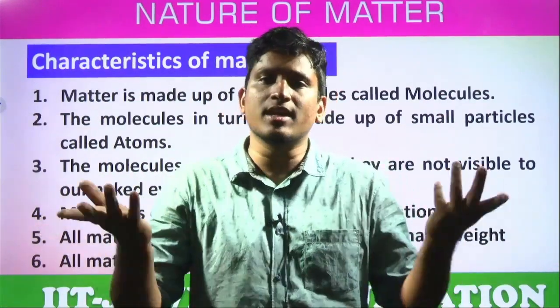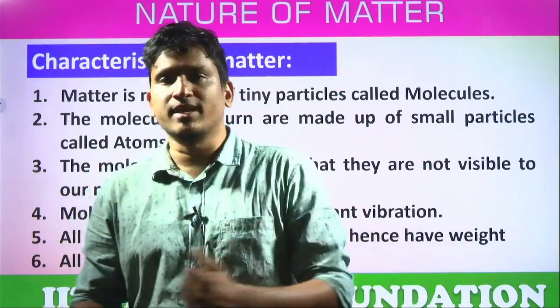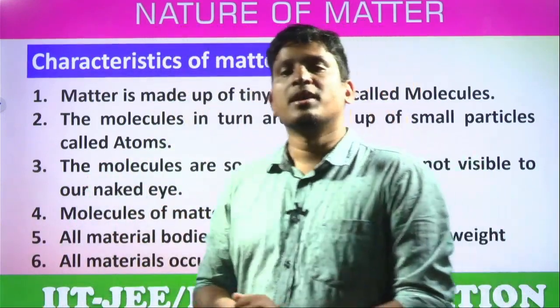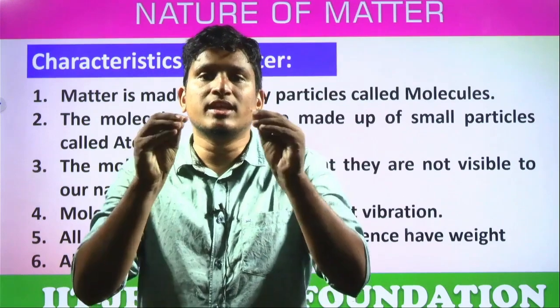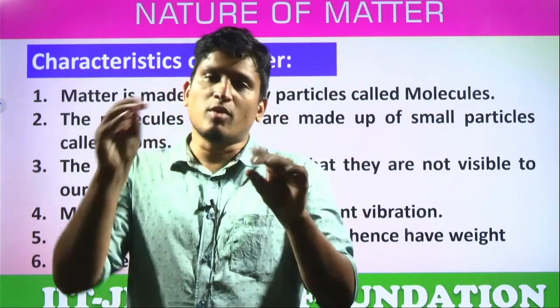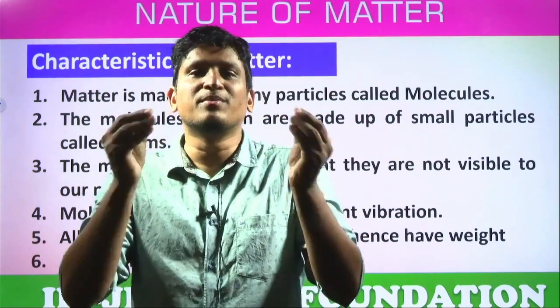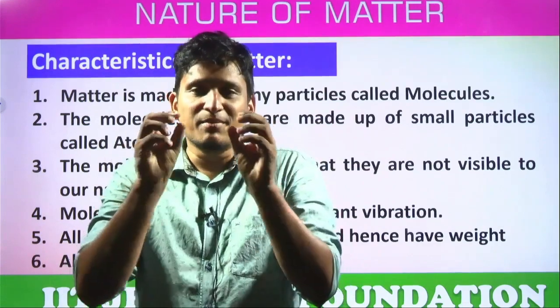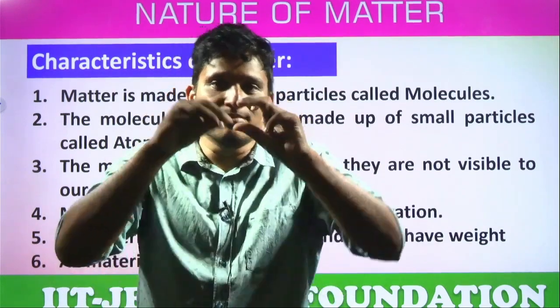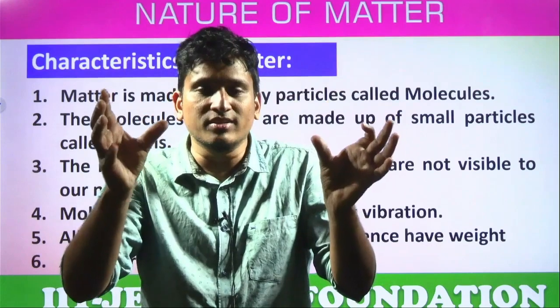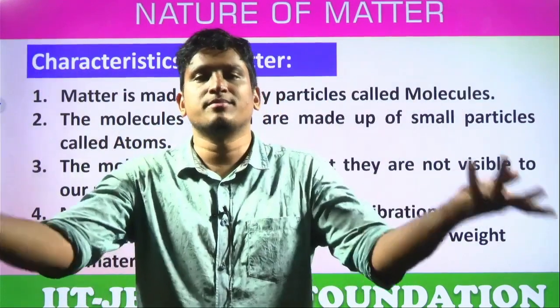Why? Because everything has mass and occupies some space. So what is matter made up of? Matter is made up of molecules. What are molecules made up of? Molecules are made up of atoms. Understood? The ultimate particle is the atom. These atoms combine to produce molecules, and the combination of all these molecules makes matter.